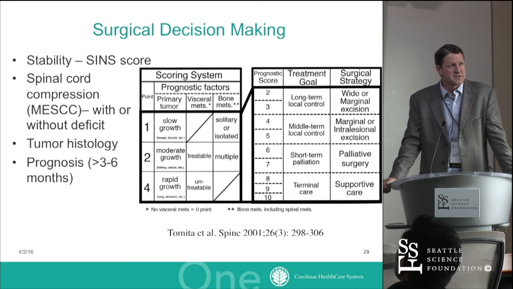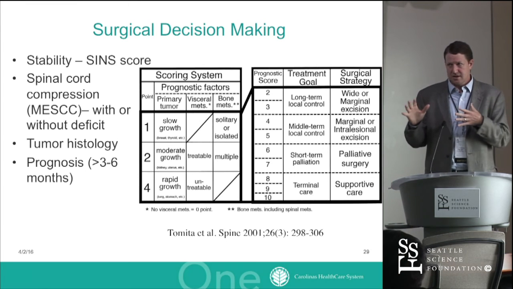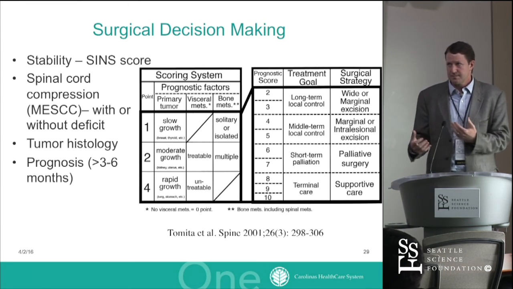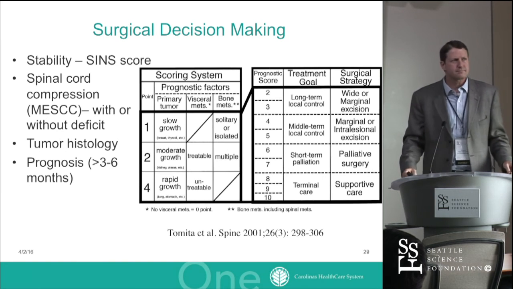So this scoring system is nice. It's very simple. It looks at the type of primary tumor. It looks at the presence or absence of visceral metastases and the number of bone metastases, and then goes on to give you a prognostic score, some treatment goals, and even a discussion of what surgical strategy should be potentially employed.